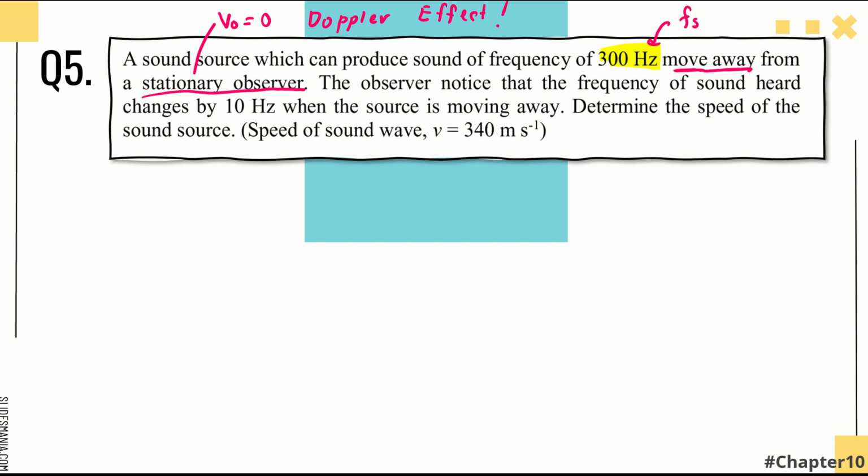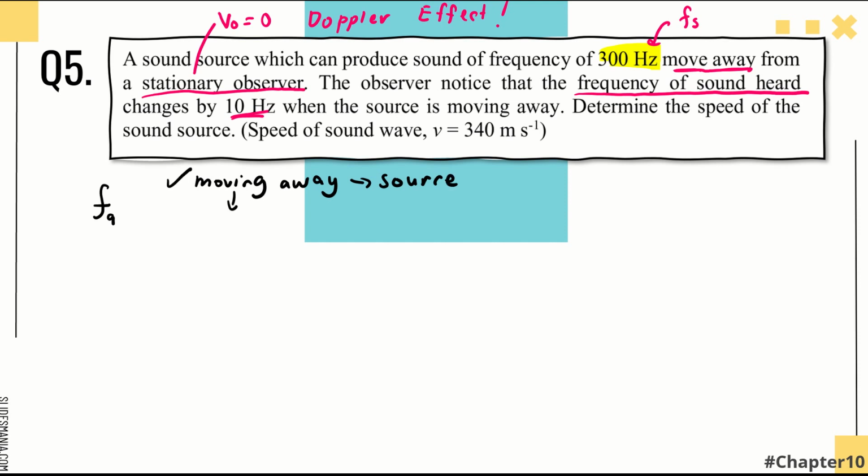The observer noticed that the frequency of the sound heard changes by 10 hertz. So we need to deduce the frequency of sound heard, or we call it the apparent frequency. Basically, this is our case of moving away, that is, the source is moving away.